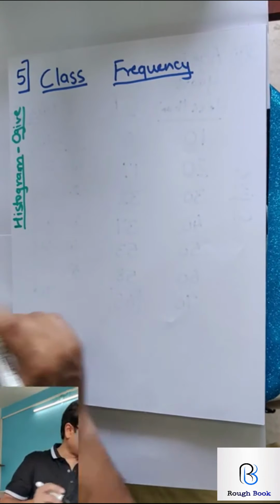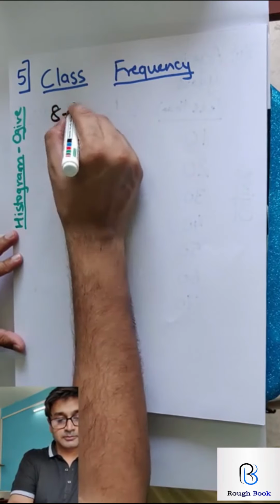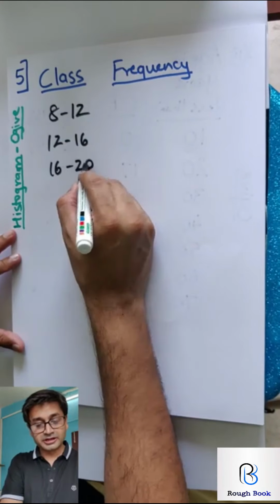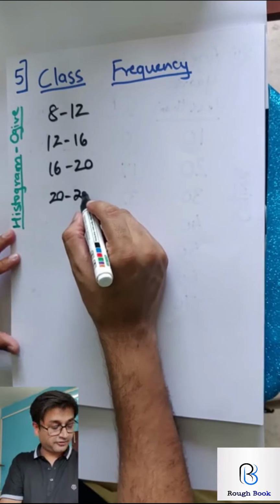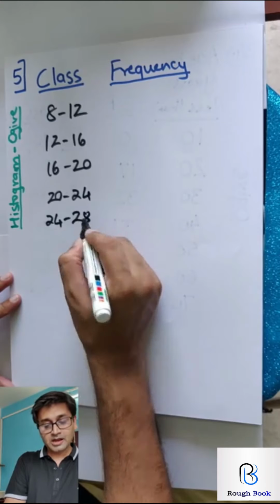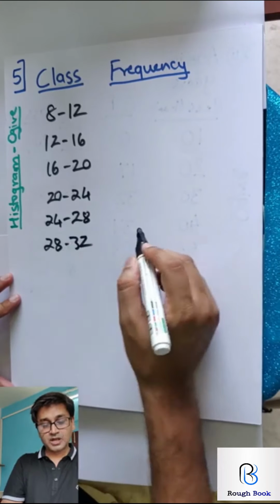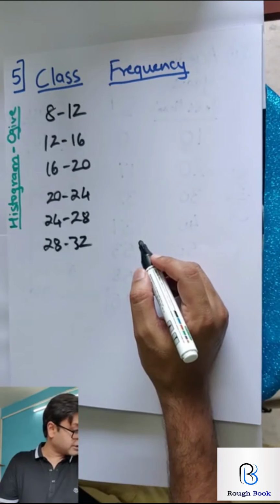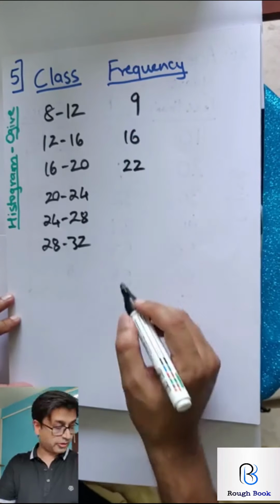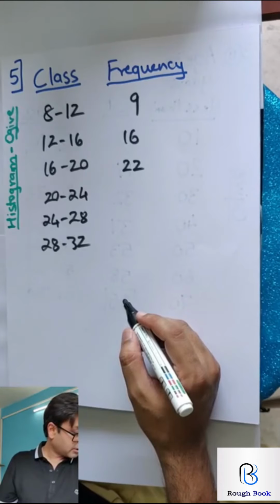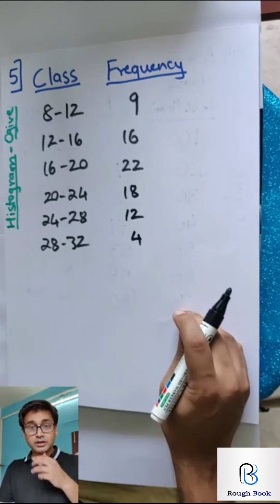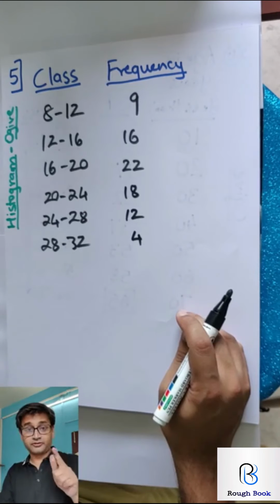So my table should be 8 to 12, 12 to 16, 16 to 20, 20 to 24, 24 to 28 and 28 to 32. What are the frequencies? I can see 9, 16, 22, 18, 12 and 4. So we got the class, we got the frequency.